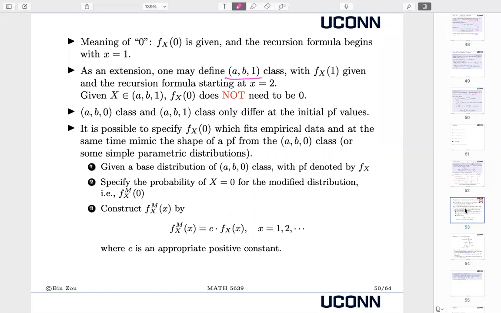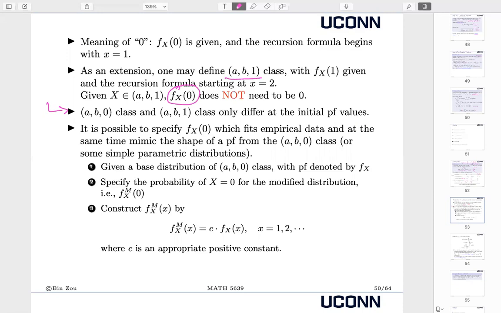So given X from AB1, the first value is not part of the family or part of the recursive formula. And one thing I want to mention is it does not need to be 0. It can be anything between 0 and 1. So that's why here they only differ by the initial value. The last one is important. Actually, SOA tested this type of question before. So let's focus on this one.